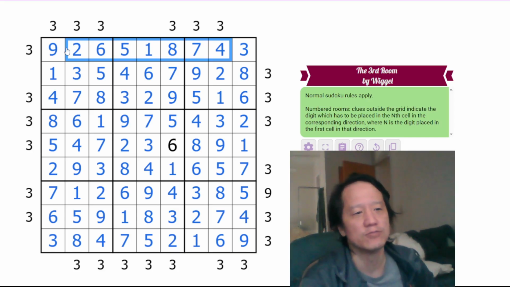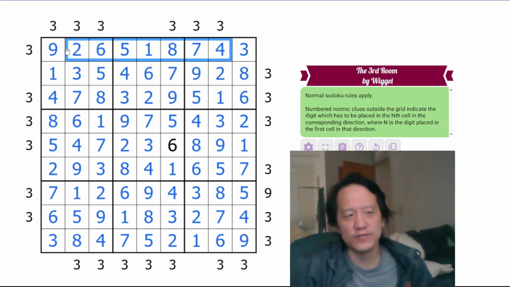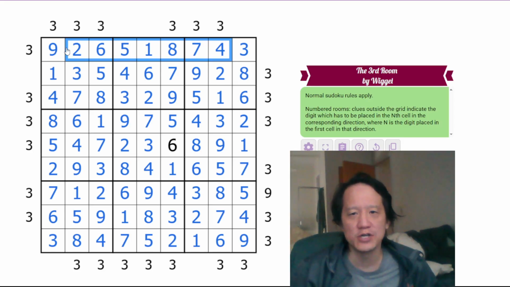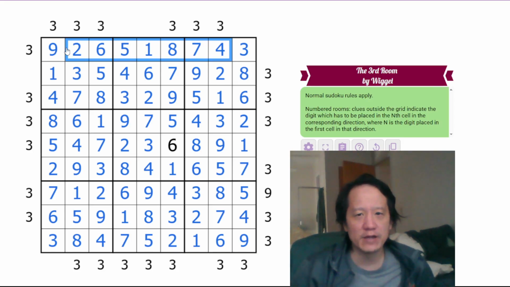So you'll see it every now and then. And it's good to know some of the intuitions you can have, or deductions, I guess they would be, you can make from number room clues.